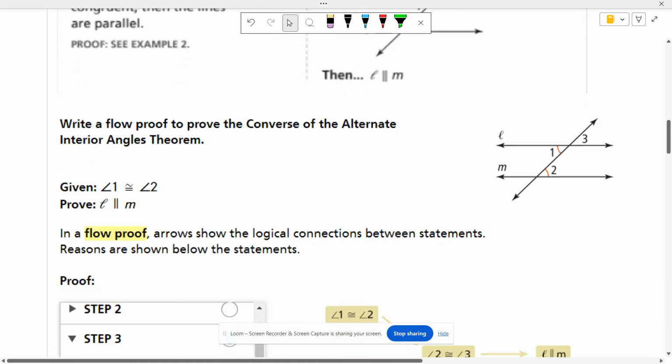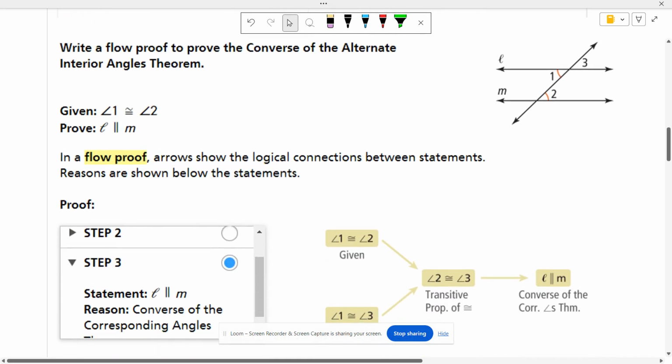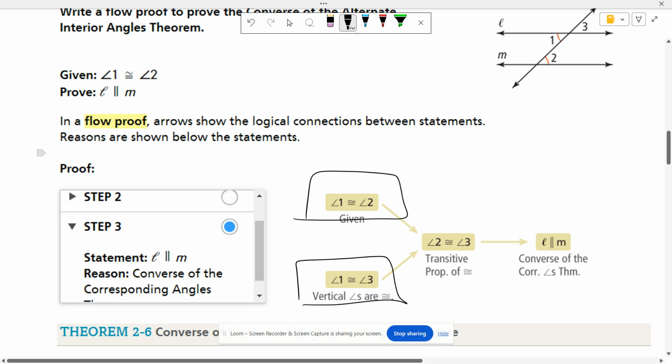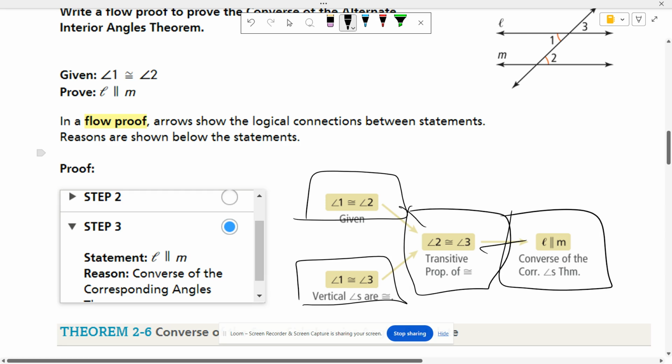And then they say, let's make up a flow proof of this. Now, back in the 1980s, a long time ago when I went to school, we did computer programming. A little different than what you do now, but fairly similar. We had to write out flow charts of what we were doing. This led to this, which led to this. That's a flow chart. One thing leads to another. So, in a flow proof, arrows show the logical connections between statements.